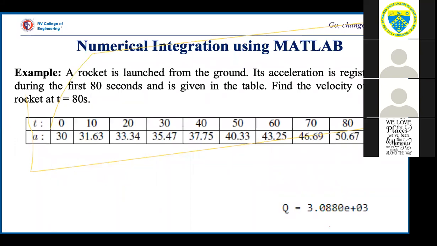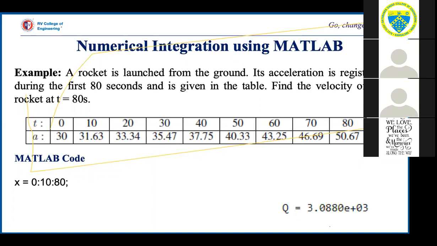So let me take another application example. A rocket is launched from the ground. Its acceleration is registered during the first 80 seconds and is given in the table. You have to find the velocity of the rocket corresponding to t equal to 80 seconds, right? So I have to integrate from 0 to 80.